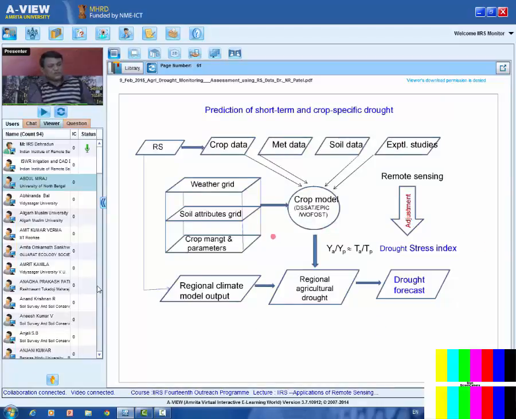So this is the approach you can implement if you want to predict short-term, crop-specific drought. You can integrate a regional climate model, a crop model like DSSAT or WOFOST or InfoCrop, and a regional climate forecast like RegCM or WRF forecast, and remote sensing data can be used for adjusting the drought stress index which you can simulate based on the modeling, and then finally we can have a drought forecast.